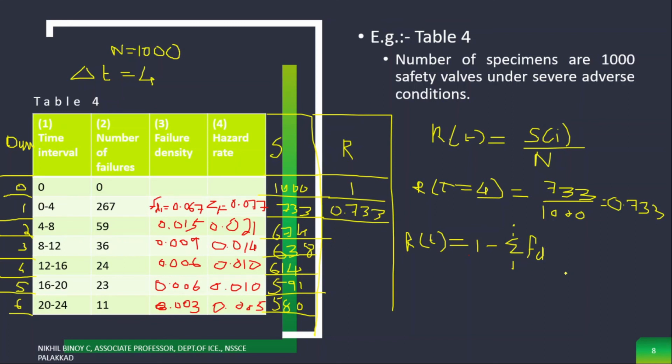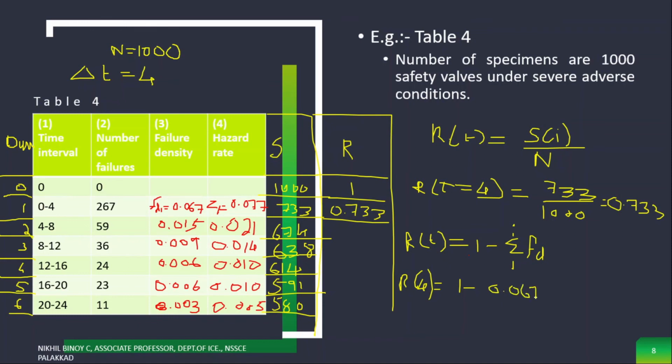1 to I FD, so equal to what? For example, for R of t equal to 4, R of t equal to 4 equals what? 1 minus, now from 1 to I, what is 1? FD1 is 0.067.